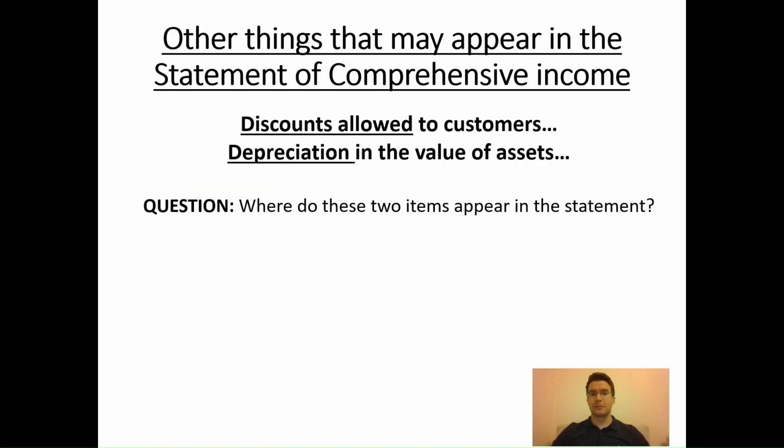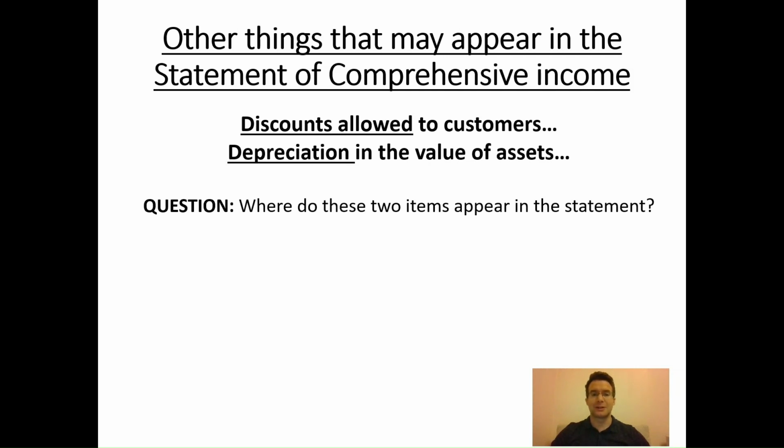Now, there are other things that may appear in more complex statements of comprehensive income, and we're going to look at those now. The first thing that might appear is discounts allowed to customers. Occasionally, if you offer a customer a discount of a certain amount, it's not costing you anything in monetary terms. However, it is costing you in theory because you're not getting the full sales revenue that you would have got if you hadn't offered the discount. So, discount allowed to customers is actually classed as an expense in the statement of comprehensive income and something that we have to include in our statements.